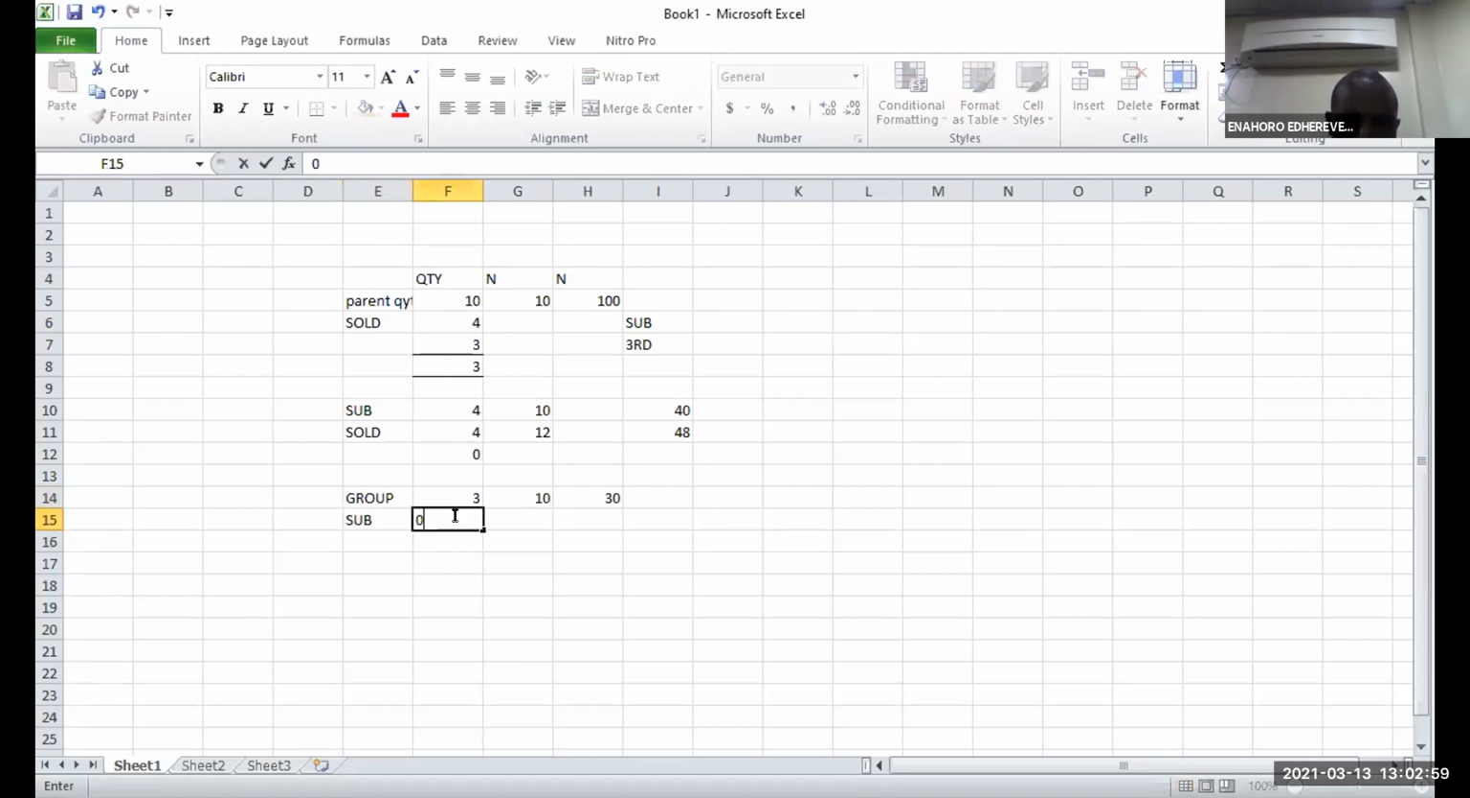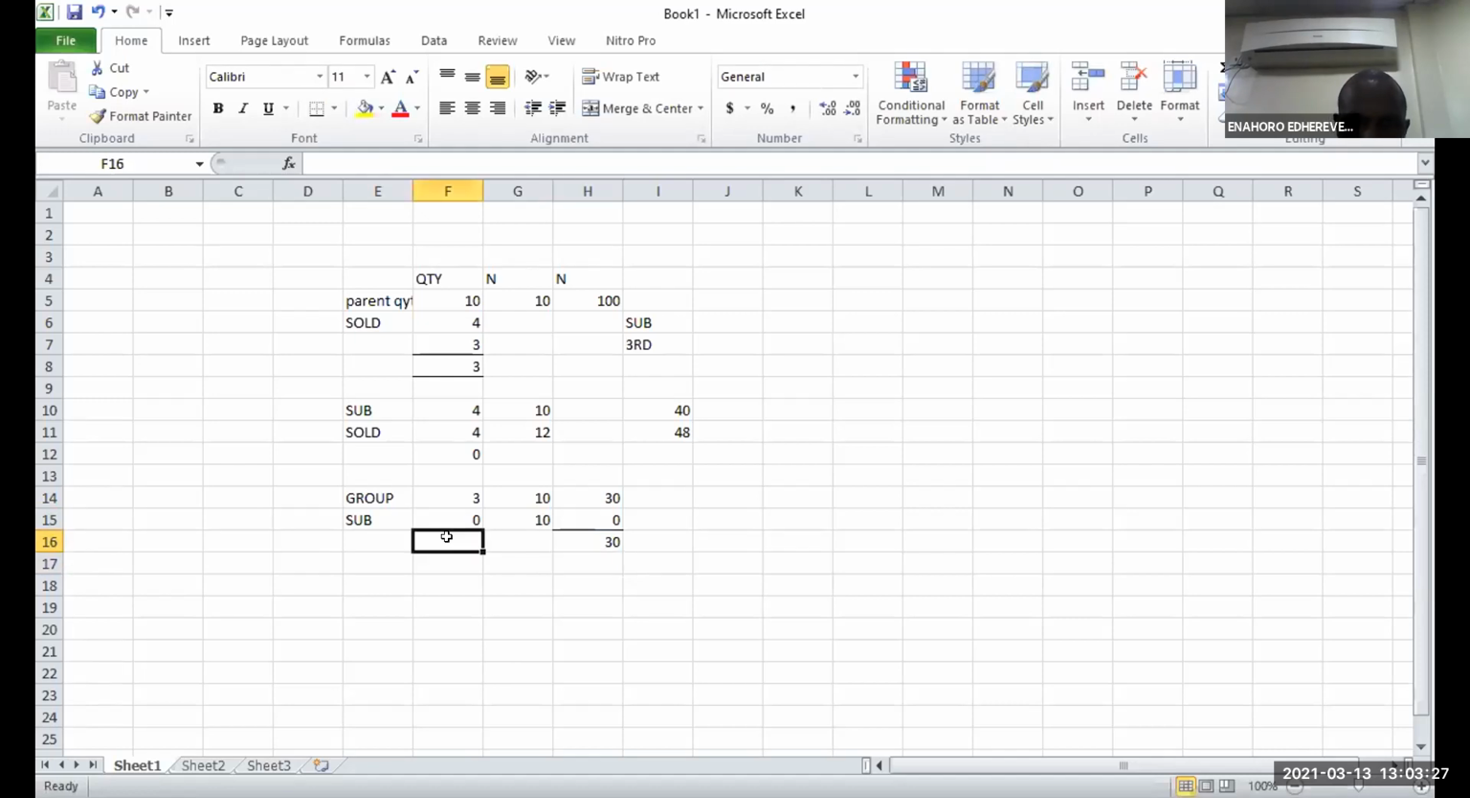If I had that on the sub, I can just put that on the sub here, and this is 0, and the cost is 10, and the value is obviously 0. So the total cost will definitely be 0. That is just it.